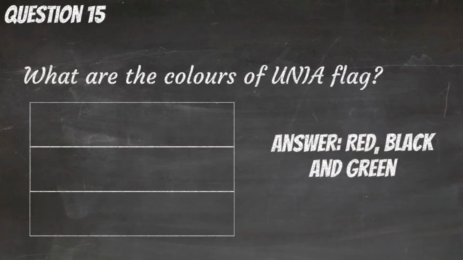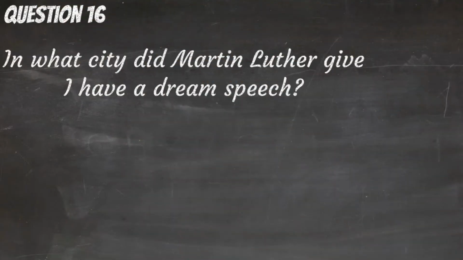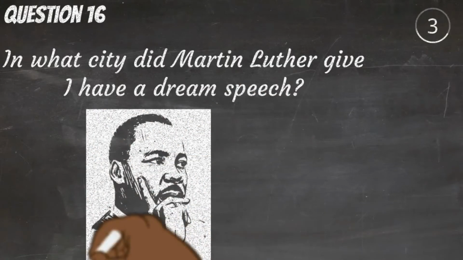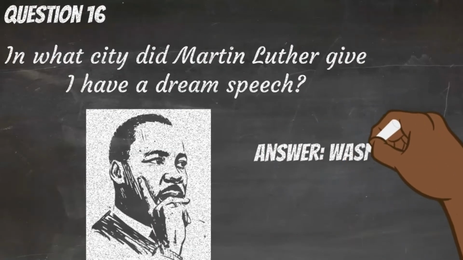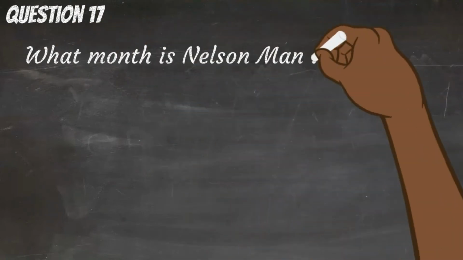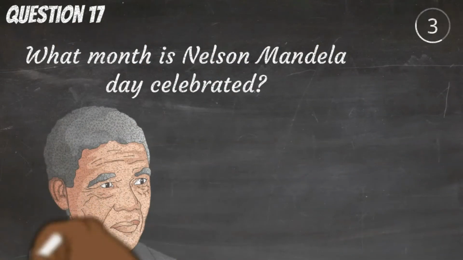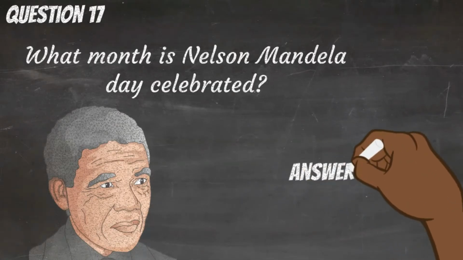Question 15. What are the colours of the UNIA flag? Red, black and green. Question 16. In what city did Martin Luther King give the I Have a Dream speech? Washington. Question 17. What month is Nelson Mandela Day celebrated? July.